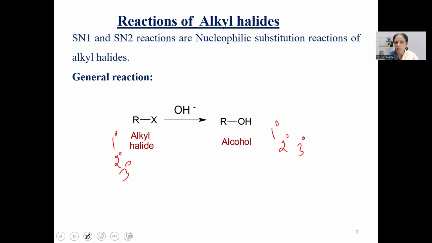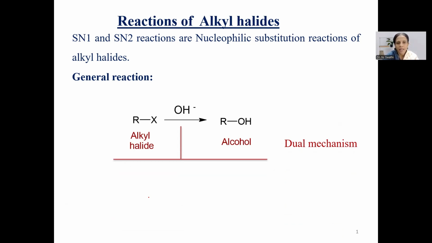So different types of alkyl halides give different types of products upon nucleophilic substitution reaction. Various classes of alkyl halides give various classes of alcohols. But the attack of the nucleophile on these various classes of alkyl halides does not occur in a similar way. It mainly occurs in two different ways. That's why we say nucleophilic substitution reactions exhibit duality of mechanism. What are those dual mechanisms? They are nothing but SN1 and SN2 reactions.